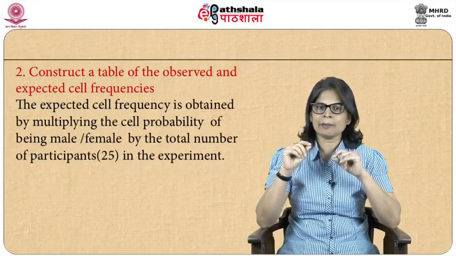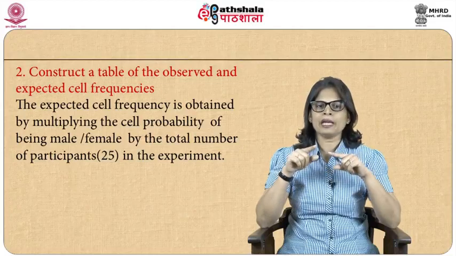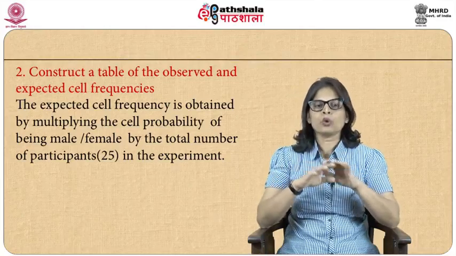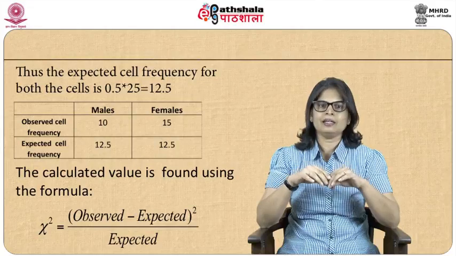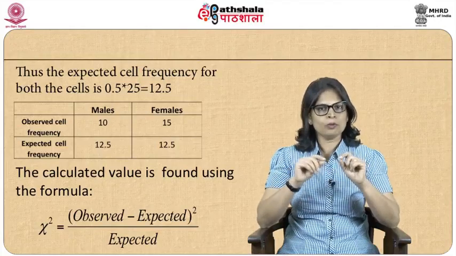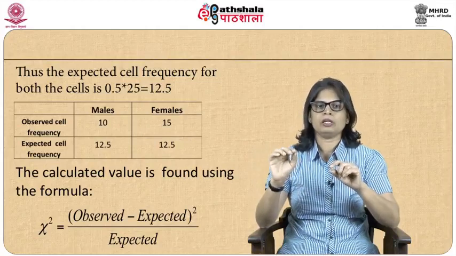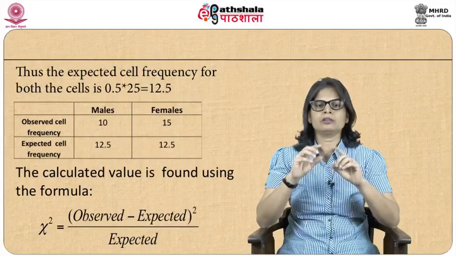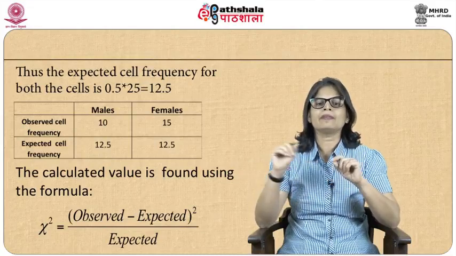The next step is to construct a table of the observed and the expected cell frequencies. The expected cell frequencies are obtained by multiplying the cell probabilities of being a male or a female by the total number of participants in your study, that is 25 in this case. Thus, as you can see in the table, the expected cell frequency for both the cells is 0.5 multiplied by 25, which is nothing but 12.5 each. Then we go ahead and calculate the chi-square statistic using the formula: observed minus expected frequencies, squared, divided by the expected frequencies.